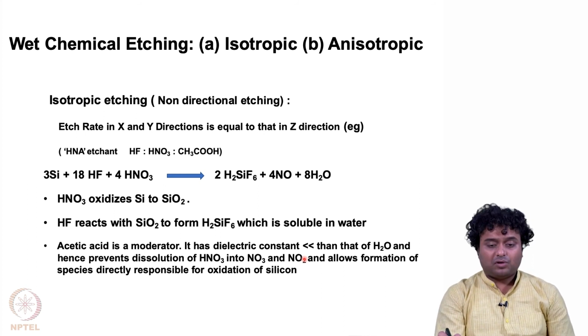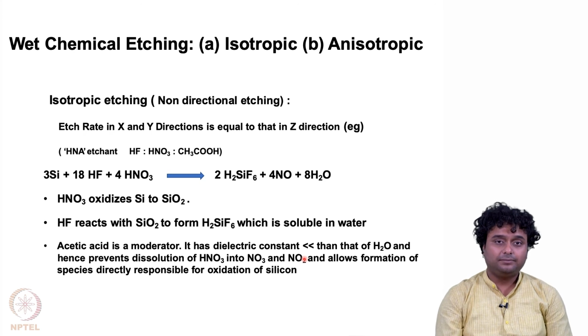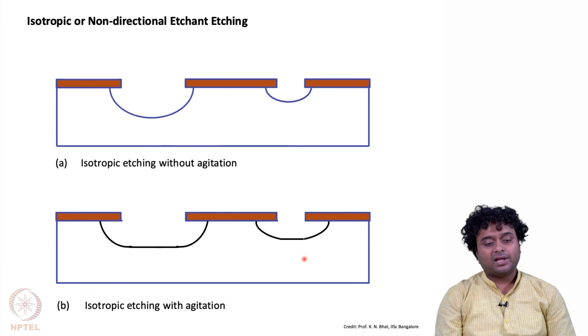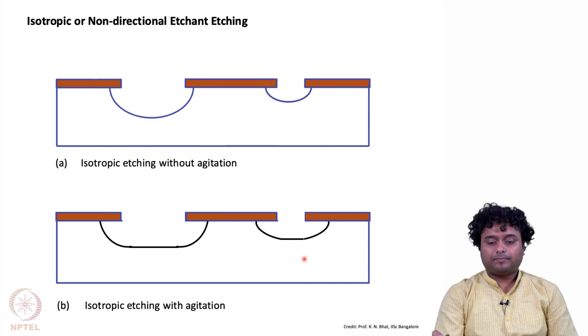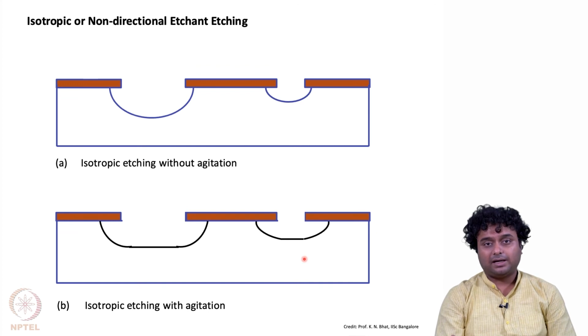Now another important point is here, as we are saying that this HNA agent is etching in all directions equally, but as we have seen from our crystallographic orientation class, in different directions silicon has different etching rates.